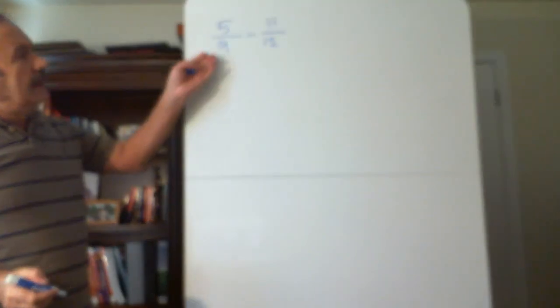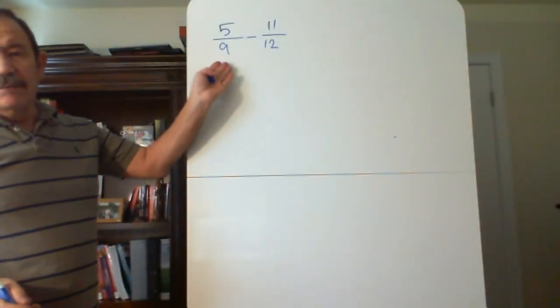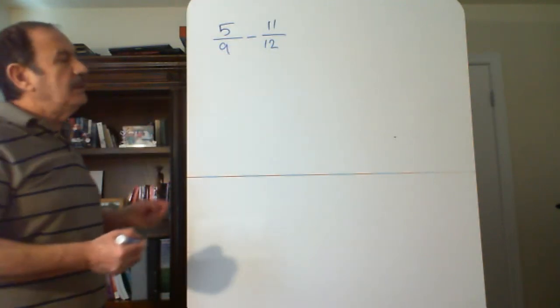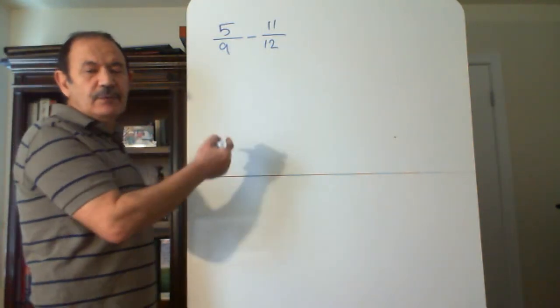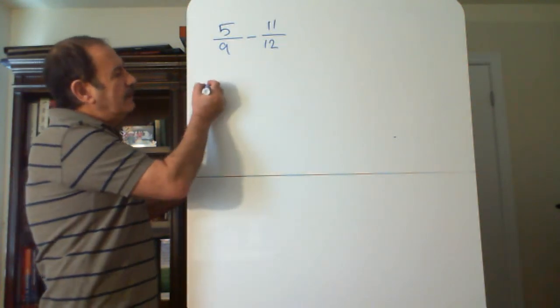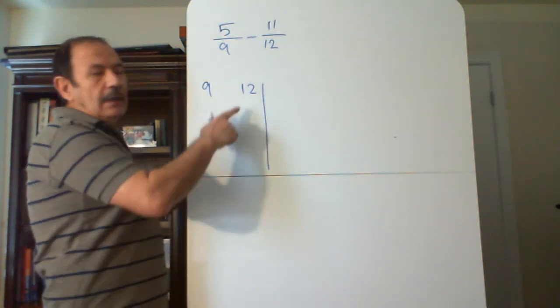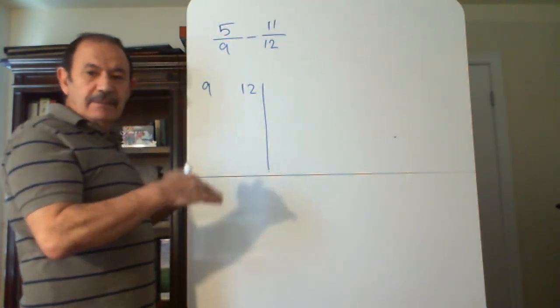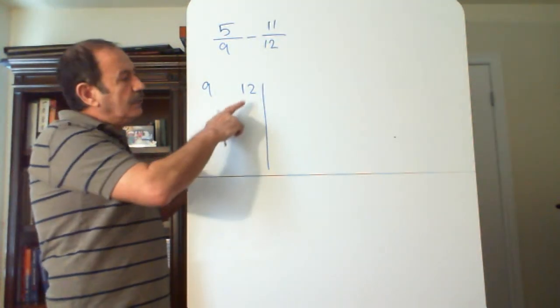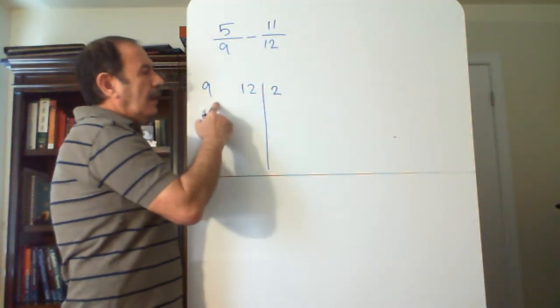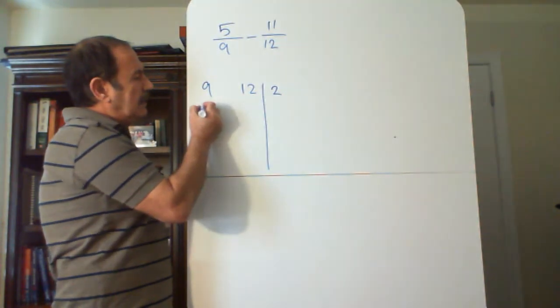Again, we have different denominators. We need to find the LCM between 9 and 12. To find the LCM, convert them to prime factors, both at the same time. 9 and 12. Always start with the smallest prime number, which is 2. Because 12 is divisible by 2, we start with 2. 9 doesn't go by 2, drop it down.